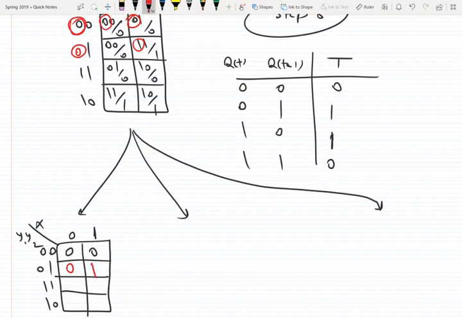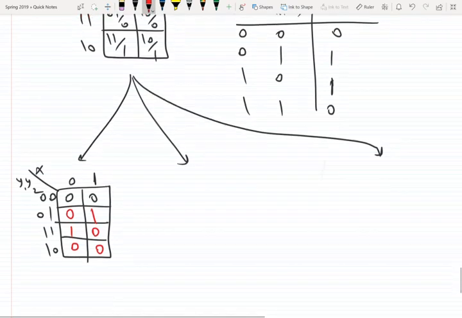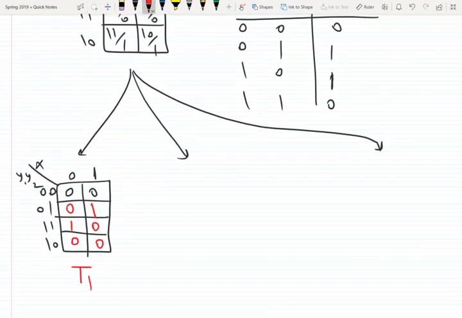Third row, first column, 1 changed to 0, so T should be 1. Third row, second column, 1 changes to 1, so 1 to 1 is no change, in fact 0. The last row, first column, 1 to 1 is 0, and 1 to 1 again is 0. Okay, so we reach this point. This one is T1.